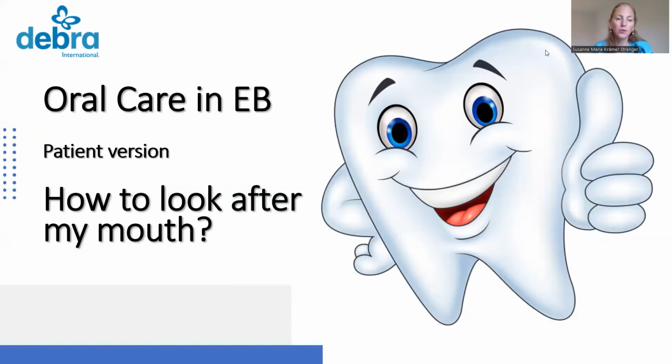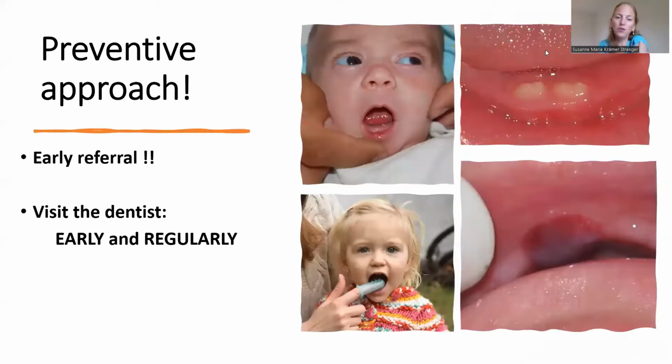Now the question is, how do I look after my mouth? How can I keep my teeth and my gums and my mouth healthy? So these are a few ideas. For us, the most important bit is the preventative approach. We try to prevent disease from happening, which means an early referral. Visit your dentist early and regularly, so we can learn about what to do with the oral ulcers from an early perspective. We can diagnose enamel abnormalities very early, as in the picture on the top right, and we can start brushing our patients' teeth early on.